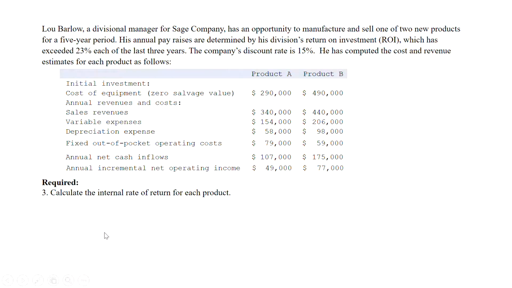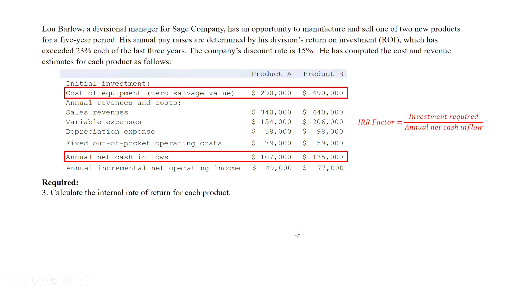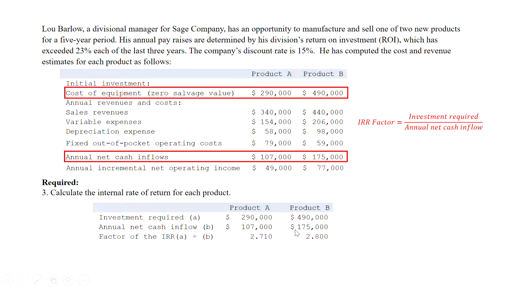Before that, let's go on to the internal rate of return, which is also known as IRR. So internal rate of return has 2 different steps. The first step, we need to get a present value factor by taking the investment required divided by the annual net cash inflow. So you might initially say, this is looking a lot like the payback period, and the numbers we get are the same ones that we got for the payback period. For example, product A, 290,000 divided by 107,000 is 2.71. B, 490,000 divided by 175,000 is 2.8. But we're not done here.